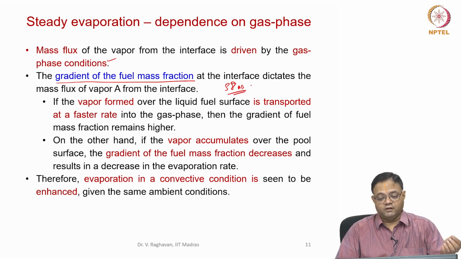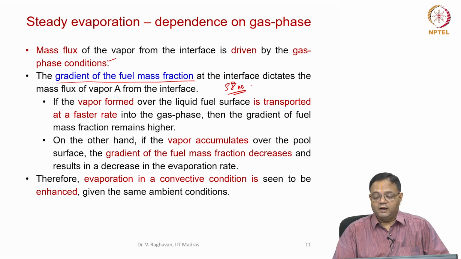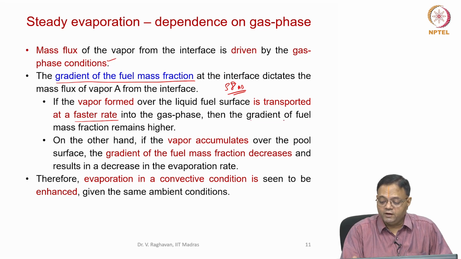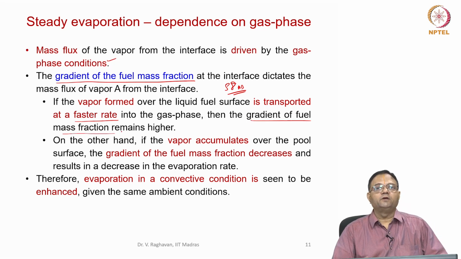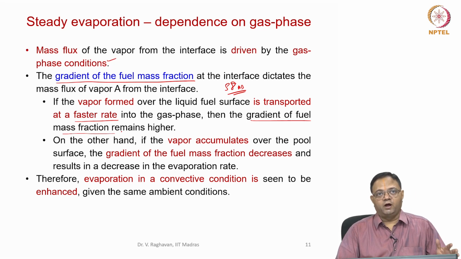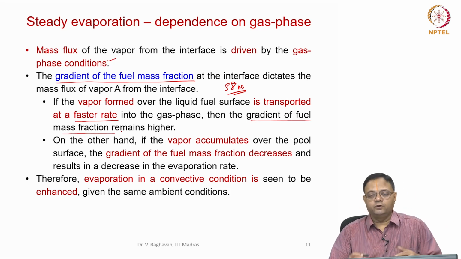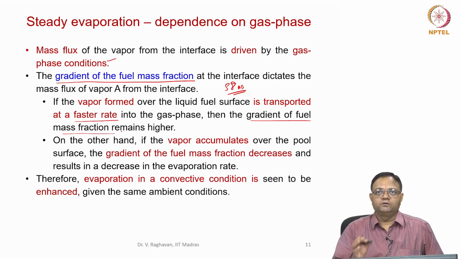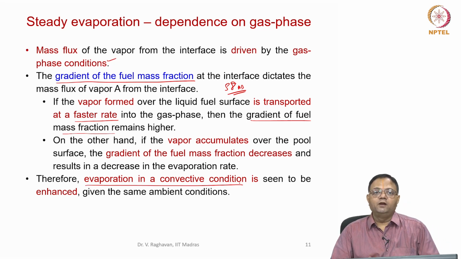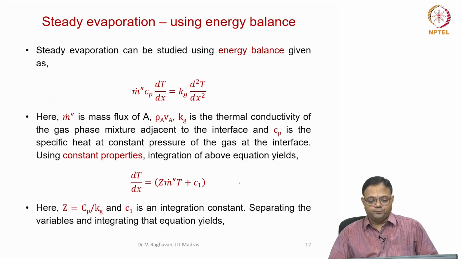So, now if the vapor which is formed over the liquid fuel surface is transported at a faster rate, that is, it is removed, then the gradient of the mass fraction of the fuel will become higher. That means more mass flux will be generated. But if you do not remove it, if the vapor accumulates over the liquid surface, then the gradient slowly decreases, so the flux also decreases. So, how do you remove the accumulated vapor at a faster rate? You have some convective flow on the top, like the flow of gas A and B in this case. So, evaporation in a convective condition will enhance the evaporation rate.